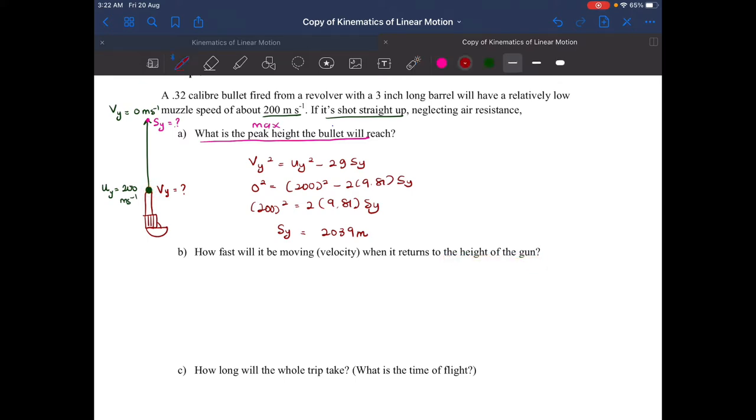So, remember I told you about release point. Terms release point, where the coordinate is 0, 0. It's like when you draw the axis, okay? Say this one is 0, 0. Then it goes up to 2039.